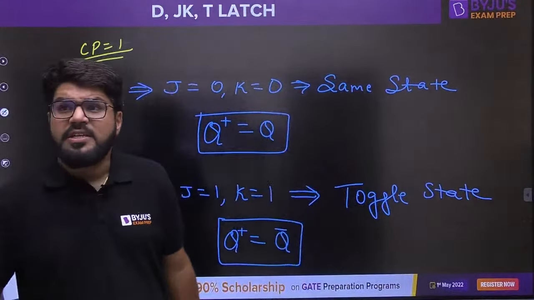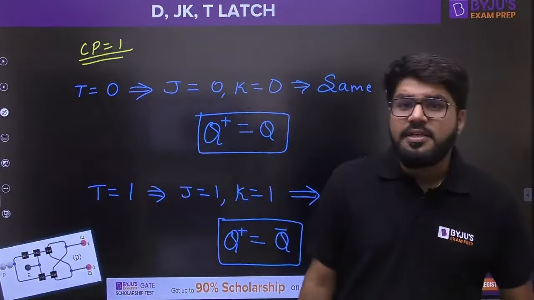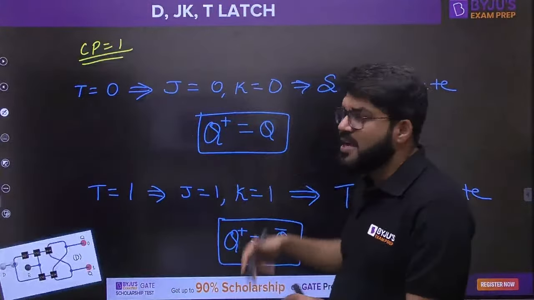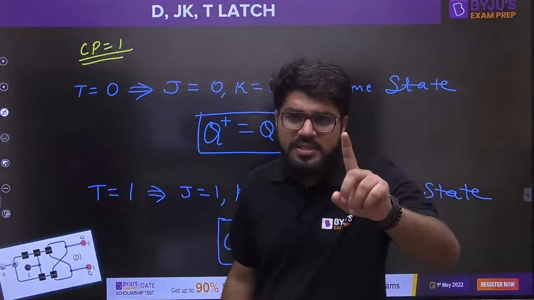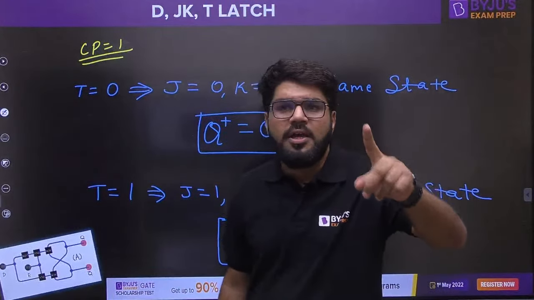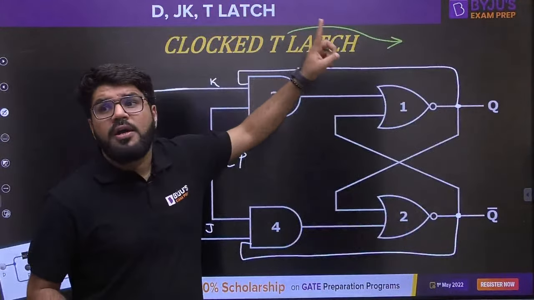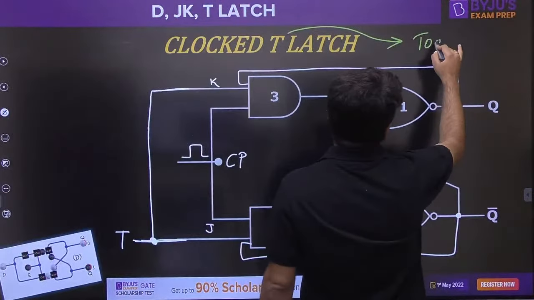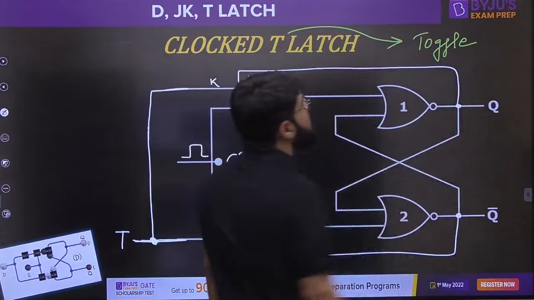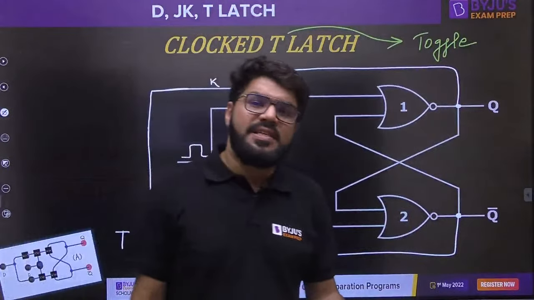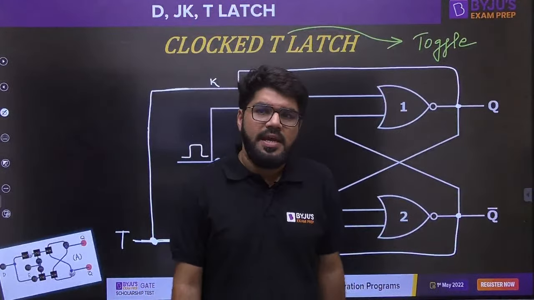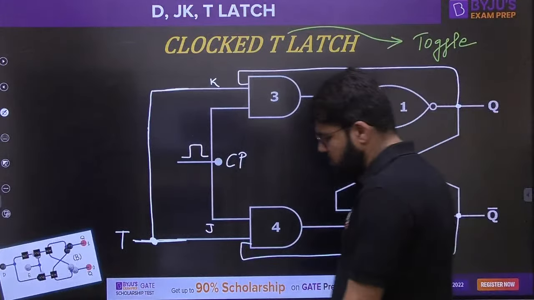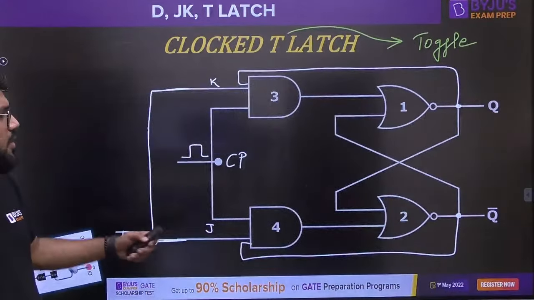So what is the significance of the T input here? If it is 0, nothing happens and the device remains in the same state. But as soon as the T input is high, the device gets toggled. So what is the role of this input? To toggle the device, and hence it is known as the toggle input, and hence this latch is known as the toggle latch.